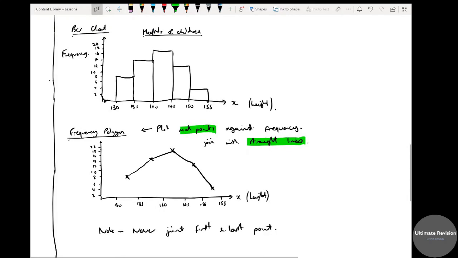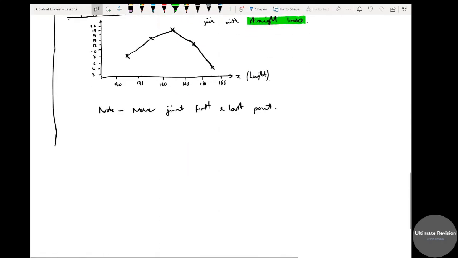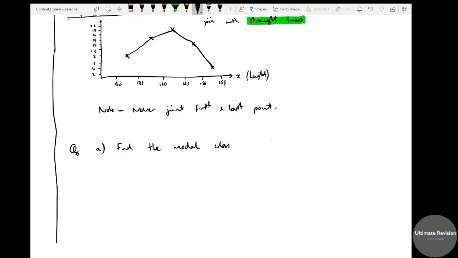Now, when we've got a bar chart and a frequency polygon, we might be asked a few questions based on that. So it might say, find the modal class of heights, or find the mode. Now the modal, some of you may know this, is the most common. It's a type of average.